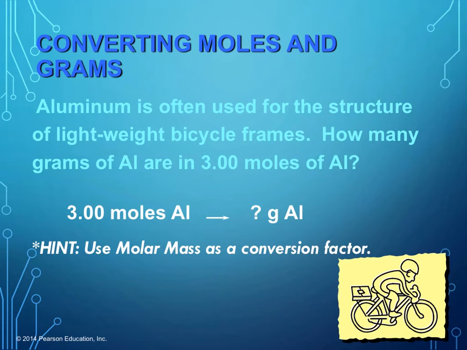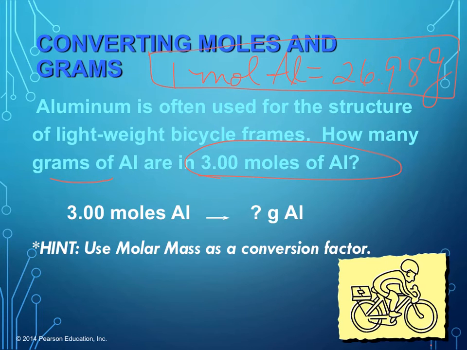Let's look at a specific example. Aluminum is often used to make lightweight structures such as bicycle frames. How many grams of aluminum are in 3 moles of aluminum? Remember I told you that 1 mole of anything is equal to the molar mass on the periodic table. So you've always got to look at the periodic table and ask what is the mass of 1 mole of aluminum. If you look at the periodic table, it is 26.98 grams in 1 mole of aluminum. You need to do that because that's going to be our conversion factor for this problem.